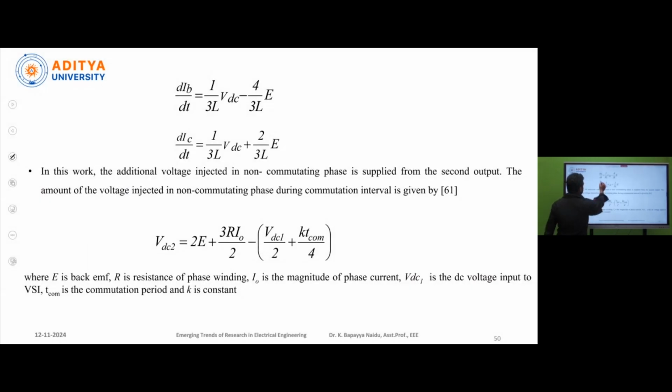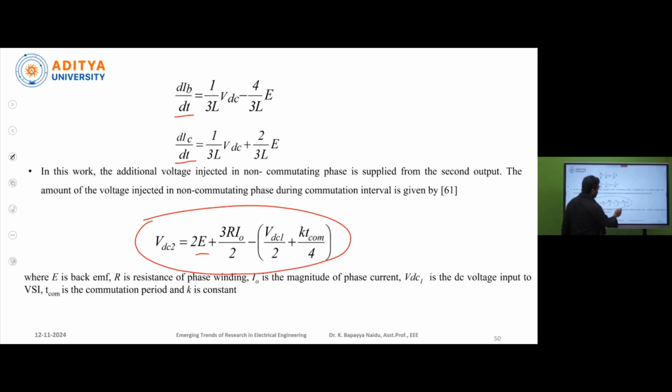This is for the phase current IB, and this is for the di_c/dt equal to 1 by 3L VDC plus 2 by 3L E. Here the main concept of this method is that we inject the voltage wherever it has decreased. That additional voltage is equal to VDC2, that is 2E into E plus 3R I naught by 2 minus VDC1 by 2 plus K into T commutation by 4.